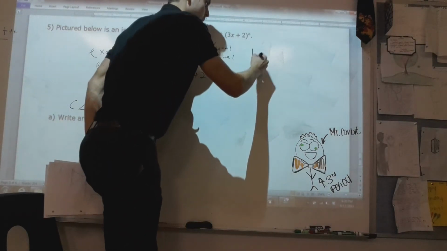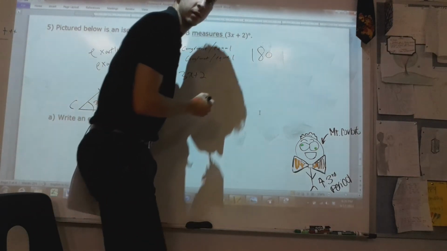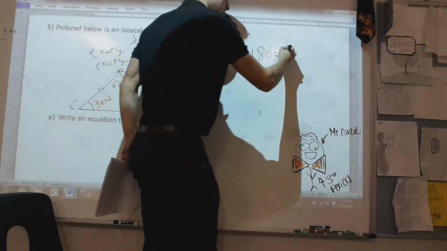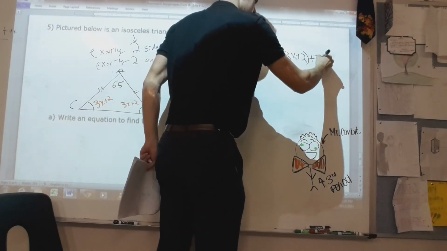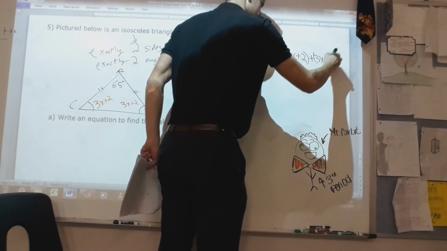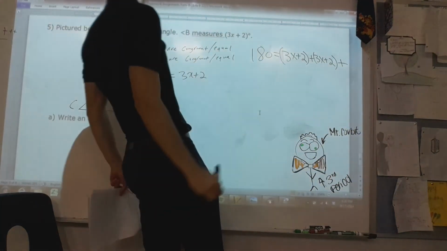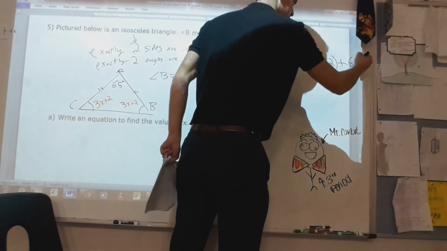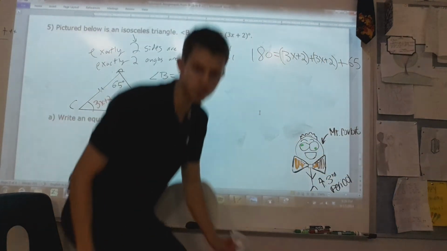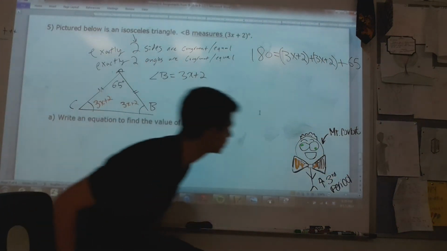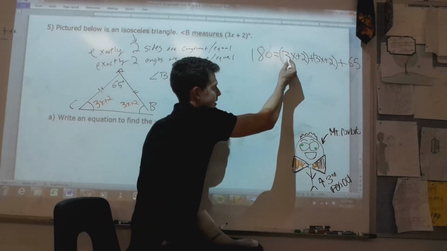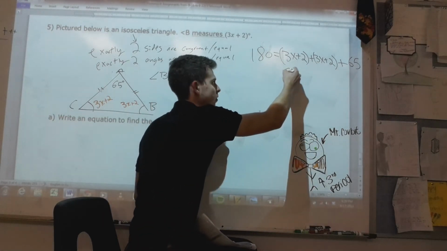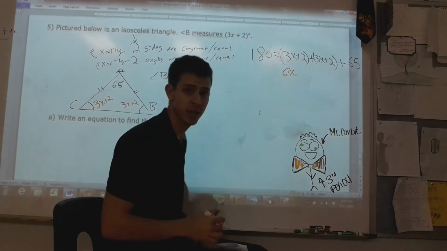this is my equation. 180 is equal to 3x plus 2 plus 3x plus 2 plus 65. So now let's add the x terms first. How many total x's do we have? Well, we have 3 x's here and 3 x's here. So we have a total of 6x.